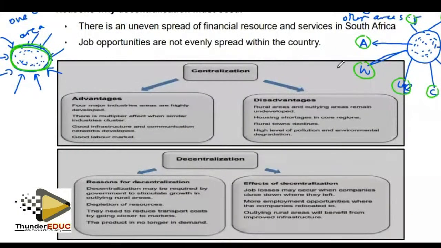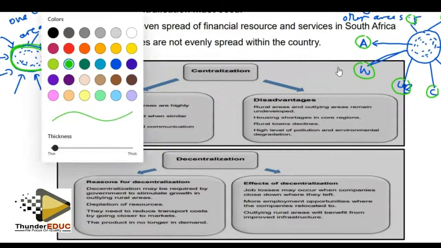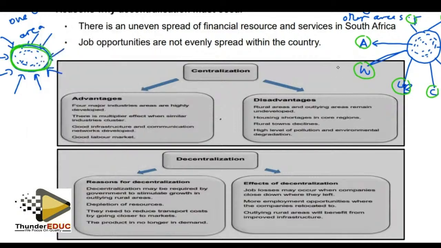So let us try to look at the advantages of centralization of industries and businesses. If industries are focused in one particular area, how is that an advantage? They say the first one, for major industries, areas are highly developed. So meaning because of centralization, there will be high development of industries.